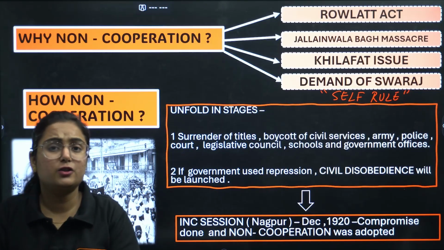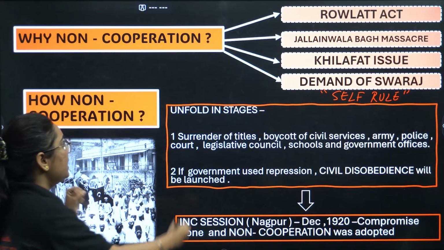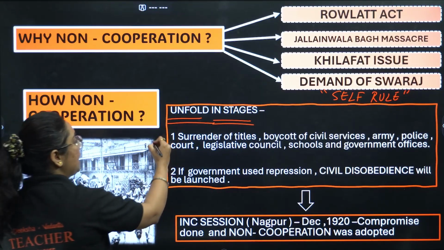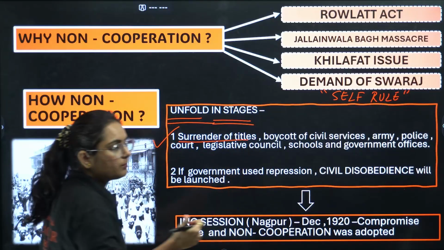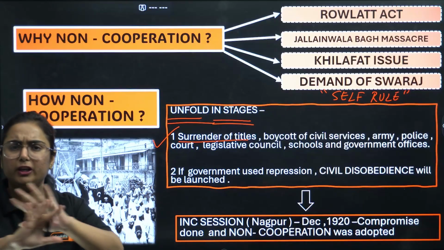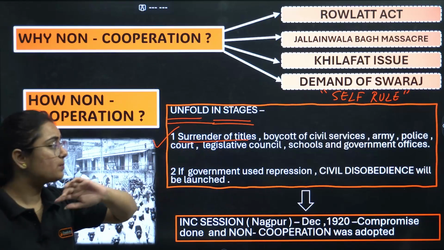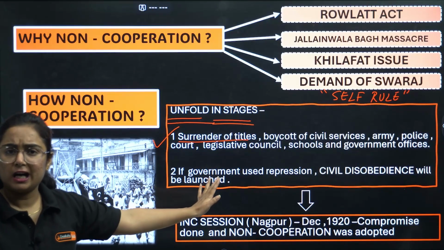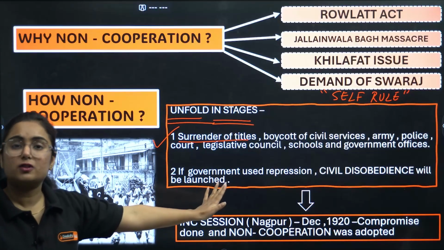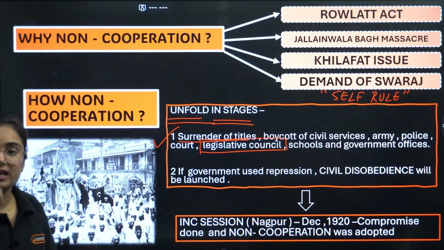Everything was understood, but everyone asked what steps would be taken by us. So he said that this movement will unfold in stages. The first step we are going to take is to surrender the titles. The titles that have been given by the Britishers to Indian members, we need to surrender them. We don't want any honor from the Britishers. Surrender the titles, boycott the civil service, boycott their army. No one will work in their army, no one will work in their police. Stop going to schools, teachers stop teaching in their schools. We can also stop our involvement in the legislative councils and all the government offices.